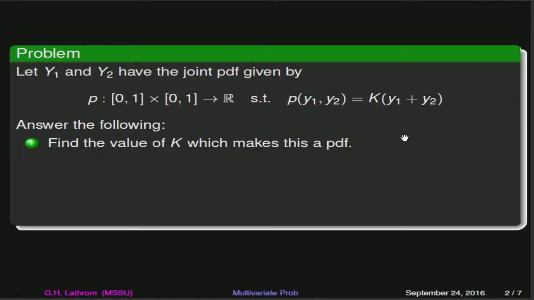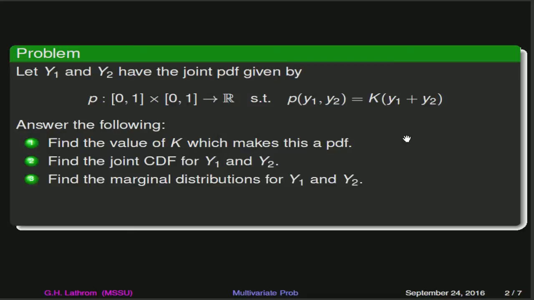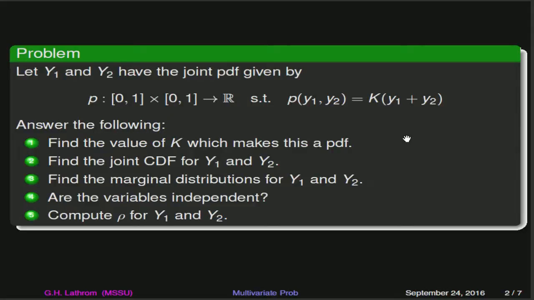Second of all, we want to find the joint cumulative distribution function for y sub 1 and y sub 2. Thirdly, we would like to find the marginal distributions for y sub 1 and y sub 2, and then ask the question, are the variables independent? Finally, we want to compute the correlation coefficient rho for y sub 1 and y sub 2. So let's take a look and see how we actually do that.